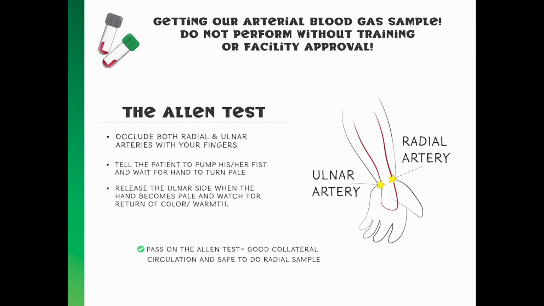If we see this color coming back at a very reasonable time, that cap refill looks good, this means that we have a good collateral circulation test, or a positive, happy Allen test. If we don't have good blood return back, then we should definitely investigate if the other side is potentially better. So a pass on the Allen test means good collateral circulation. It is safe to do our radial sample. And if this patient fails our collateral circulation test, then we're going to look for that alternate site.